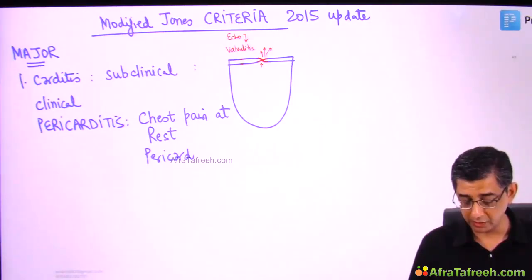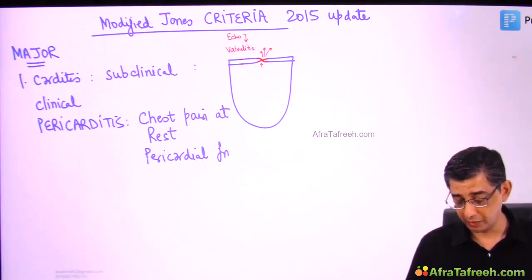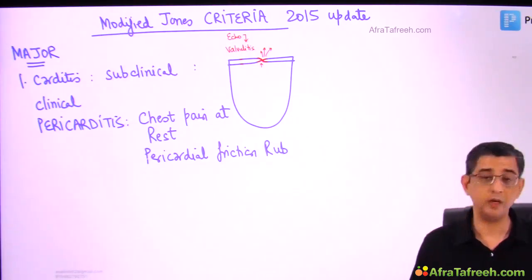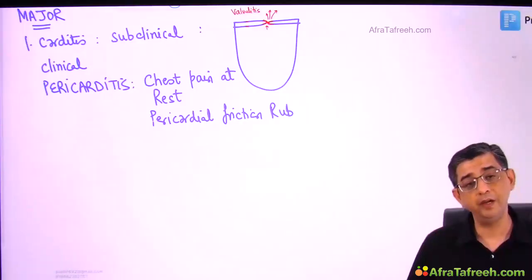And when you are auscultating the child, you will hear a scratchy sound in the chest. This scratchy sound in the chest is called a pericardial friction rub and can be easily differentiated from a pleural rub, because a pleural rub is related to breathing, but a pericardial friction rub is independent of breathing per se. It is going to persist even on breath holding.